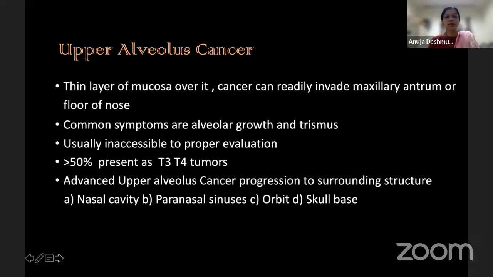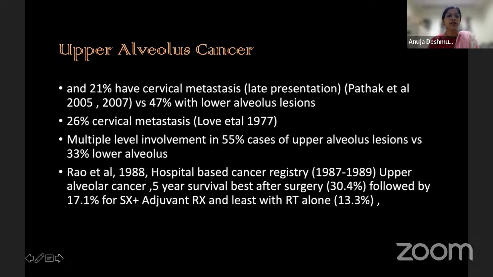These advanced upper alveolus cancers progress to surrounding structures like the nasal cavity, paranasal sinuses, orbit, skull base, the surrounding cheek area, the palate, and through and through. 21% of these patients may present with cervical metastasis as a late presentation. Versus if you look at the lower alveolus lesion, the initial presentation only as a cervical metastasis is seen in about 0.5% of the patients.